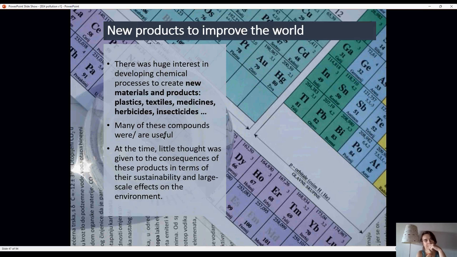We tend to judge by our own standards. But this isn't to let these guys off the hook. It's also part of this thing which, objectively, many of these new products were actually useful at the time. But the bit that was missing was the consequence of making these in terms of effects on the environment, effects on sustainability. And there, it's clear that in this period there are many, many examples, and we'll see some, of basically the economics and profit taking over from any considerations about the environmental effects.